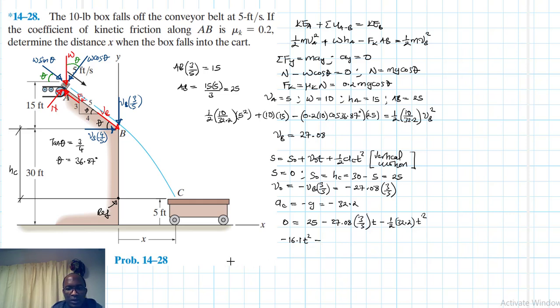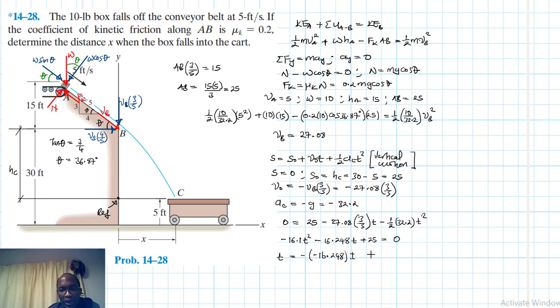minus 27.08 by 3 divided by 5. So this we have 16.248 t and plus 25. So this quadratic, let's solve. We're just looking for the positive. Let's work on this one. I know you can do it even yourself.